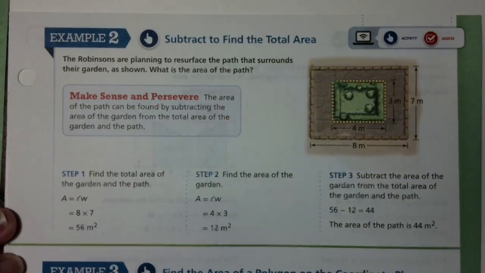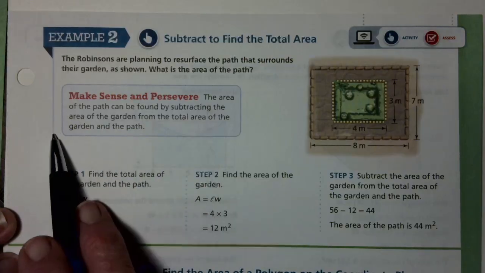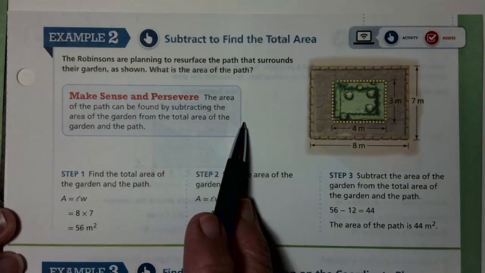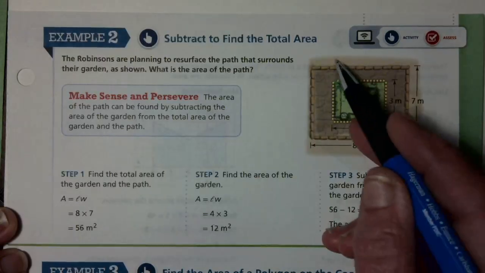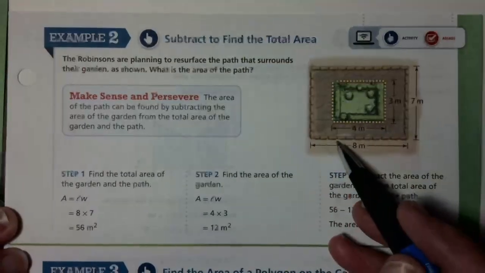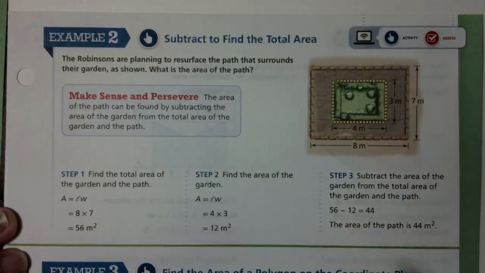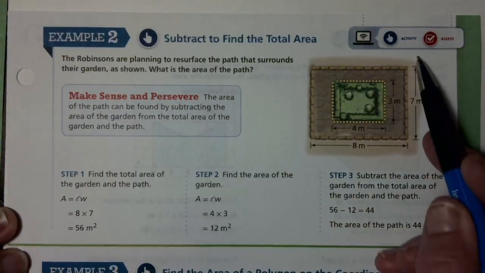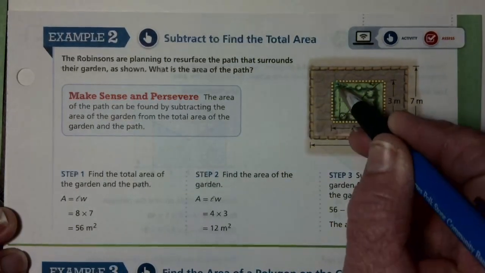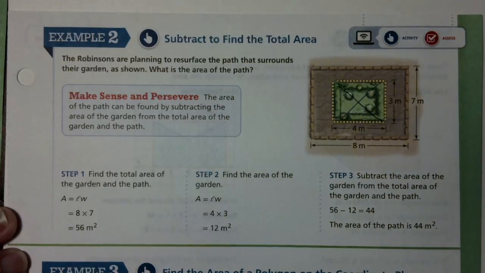So the area of the path can be found by subtracting the area of the garden from the total area of the garden and the path. I say that's the easiest way. If you split this up into rectangles, you're going to have a rectangle here, and here, and here. You're going to have 4 things to add up. If you go find the area of the whole thing and subtract off that one rectangle in the middle, then it will be about half the work.